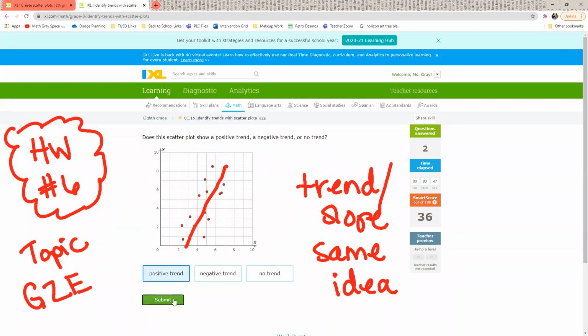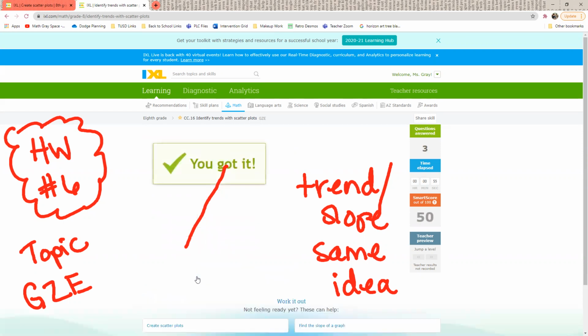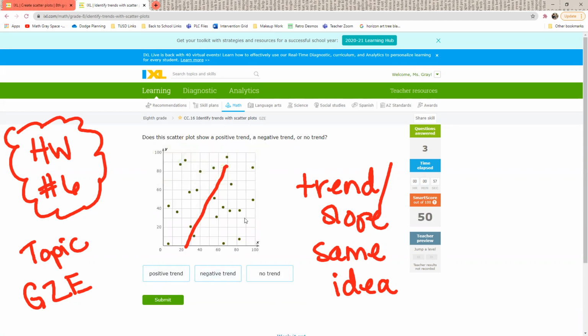So this is just a matter of being able to tell which direction it's moving. Is it moving up? Is it moving down? Or does it not seem to be moving forward or moving in that way? Okay, so here's a good example of one that has no trend. You see the points are just kind of everywhere. It's not really moving up or down.